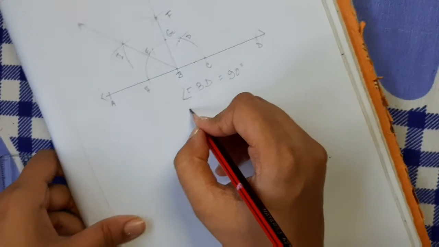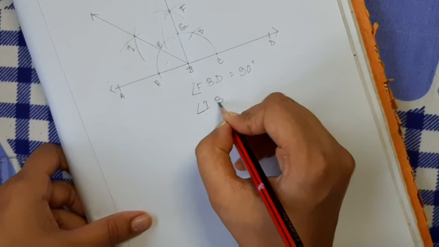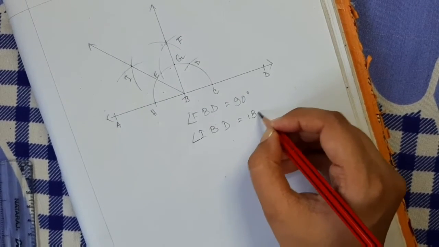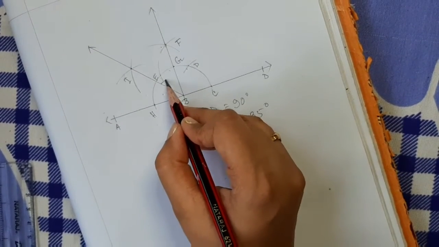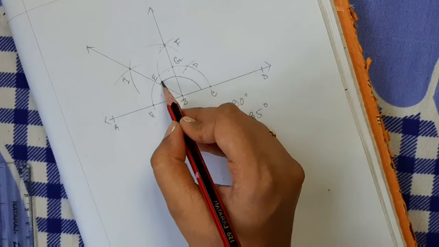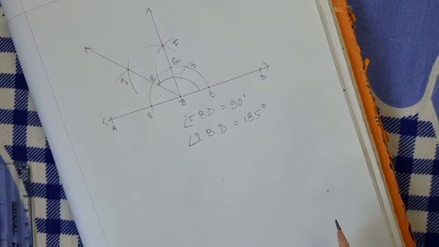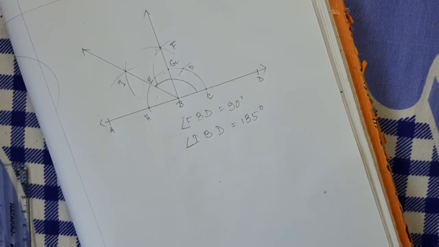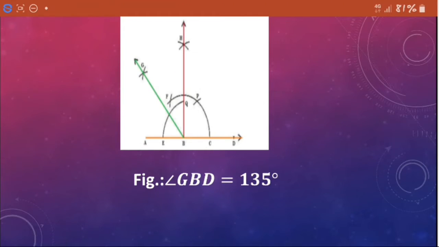So our this IBD angle will be 135 degree. That means this from here to here, this angle is 135 degree. In this way we have to draw 135 degree with the help of compass only. So we have discussed how to draw angle 135 degree with the help of compass only. As you can see in this figure, angle GBD is equal to 135 degree.